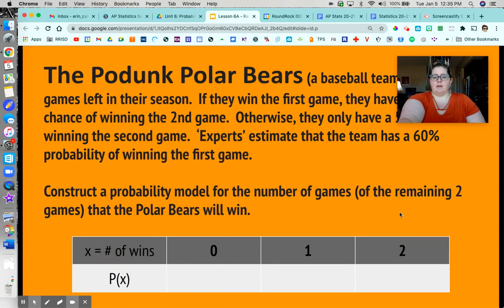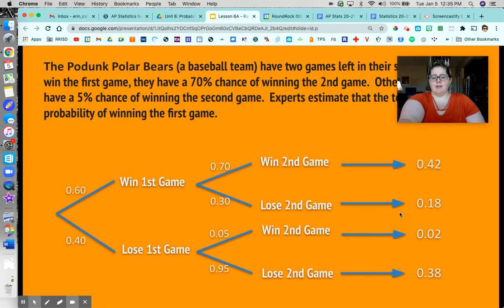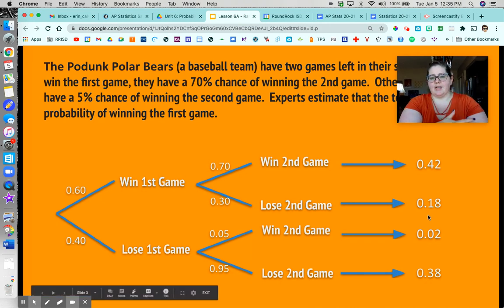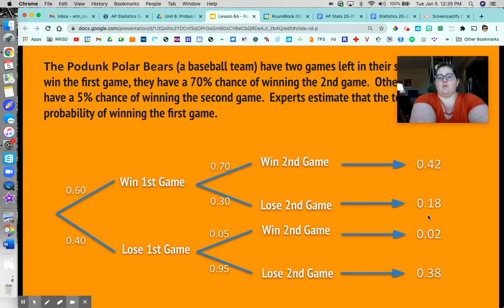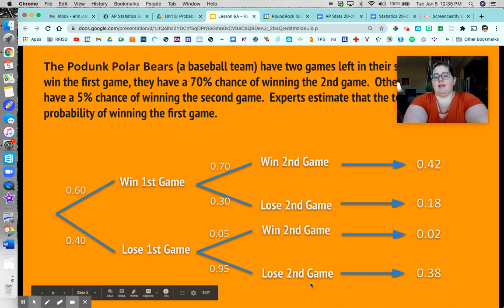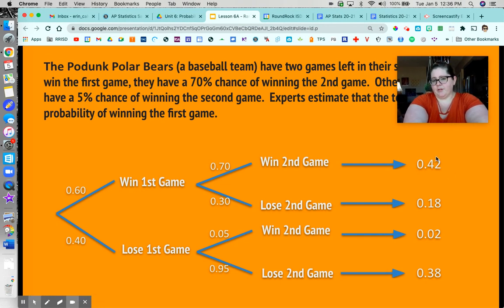So when I think about those numbers, again, my goal is to take these numbers and put them into the table. My table has number of games won, so I'm not necessarily going to just transfer these in exactly as we see, at least not completely. One of the options was that they win 0 games. So 0 games would mean that they lose the first and lose the second, so that probability would be 0.38. Another of our options in our table was that they win 2 games. The only way that can happen is they win the first and win the second, so that's going to be 0.42.